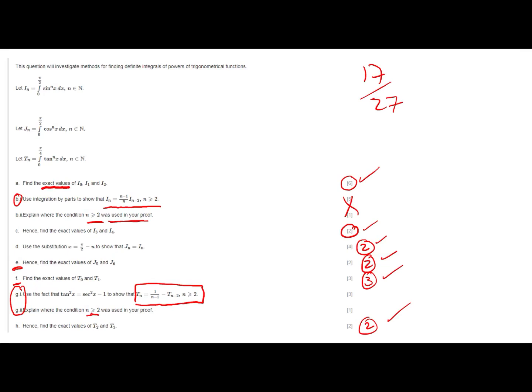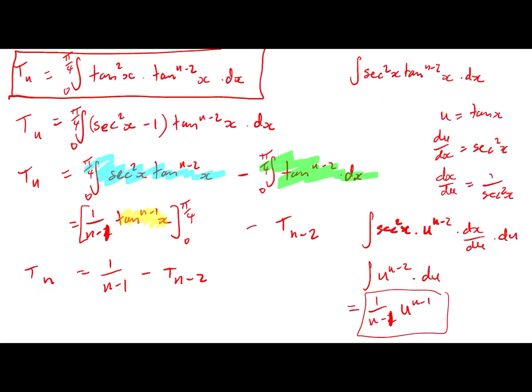Where was the condition n must be greater than or equal to 2? Well, very similar to the other part. We need to make sure that this is positive or it all goes to mush and doesn't work anymore. Okay?